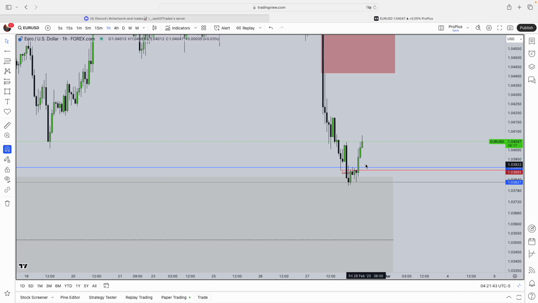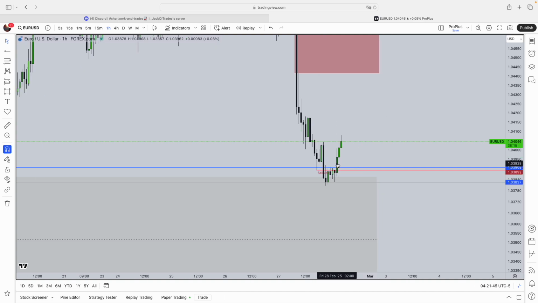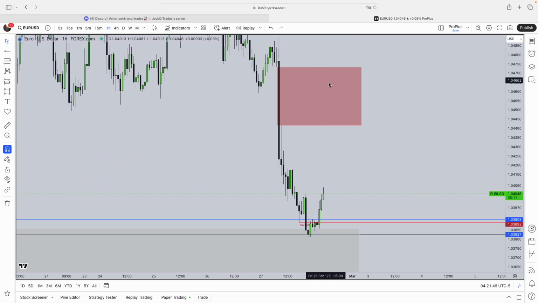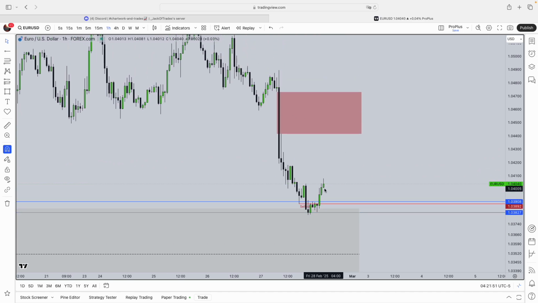Nope, not just yet. But my first draw on liquidity would have been this high, then that high, then this CIBI here. So that's what I'm looking for in price. So just waiting for that closure of the candle and then potentially look to get in.